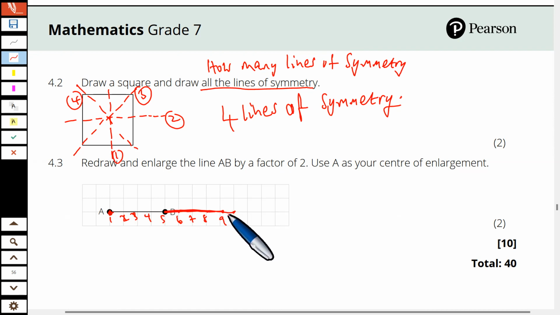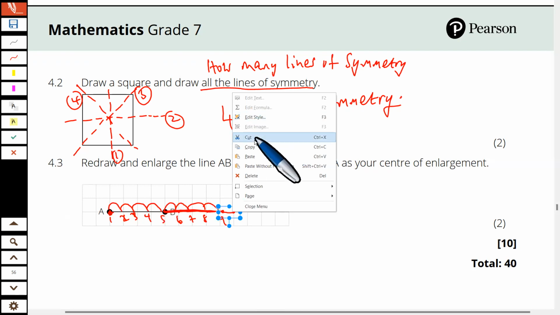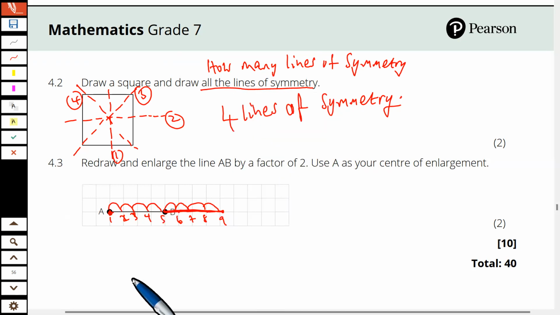1, 2, 3, 4, 5. Okay, let's count here. You're going to count 1, 2, 3, 4. And then you're going to count 1, 2, 3, 4. So you're going to stop there because you want this to have the same size as that one. So we have this. So you have that.